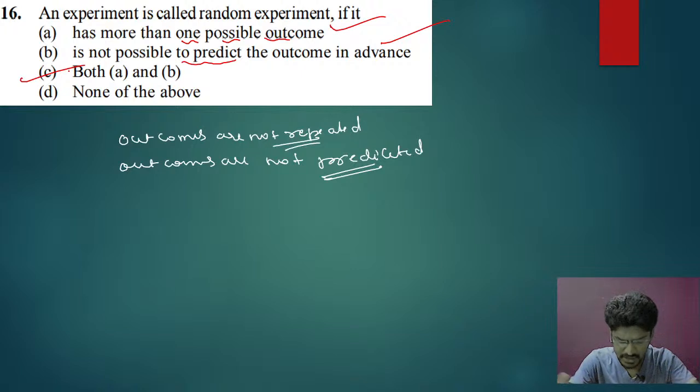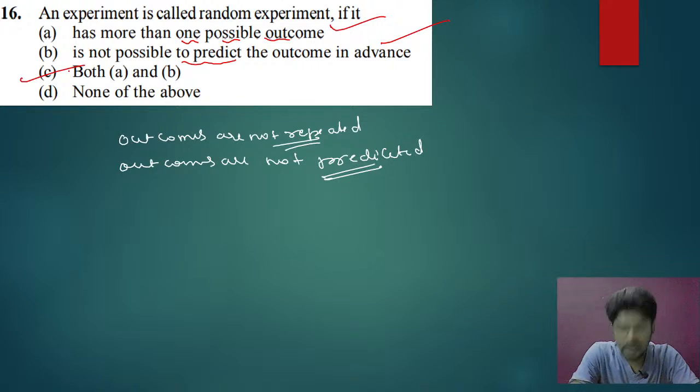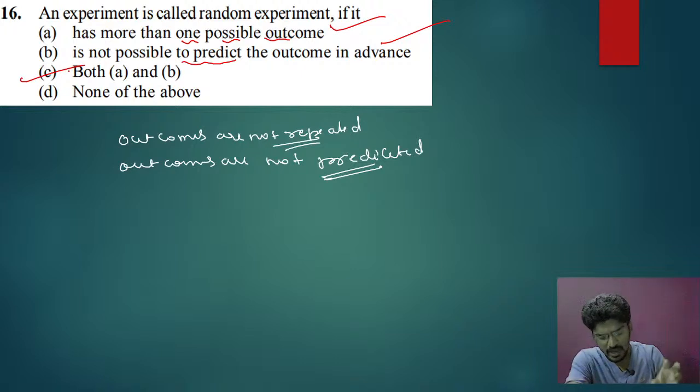So quickly give me a thumbs up if you understood random experiment. If you have understood this problem, quickly give me the thumbs up so we can go for the next problem, that is the 17th one. The 16th problem is over. If you have understood it, give me the thumbs up so that we can go for the next problem. So everyone knows that in a random experiment the outcomes are not repeated, as well as not predicted.